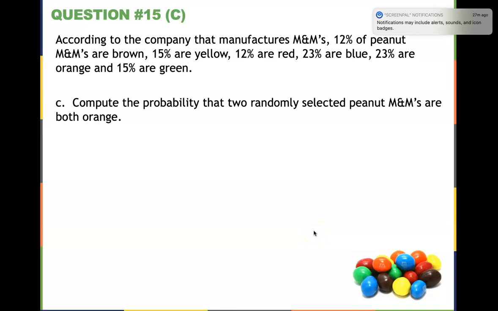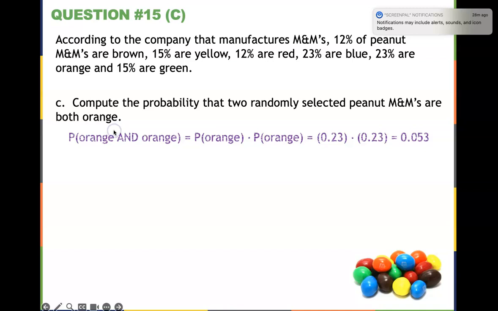So we can assume then that this is going to function as independent events, that drawing the first M&M orange is not going to impact the millions or billions of M&Ms left. So the probability of orange and orange, we would say then, are independent events, and that would be the probability of orange times the probability of orange, 0.23 times 0.23, or 5.3%.